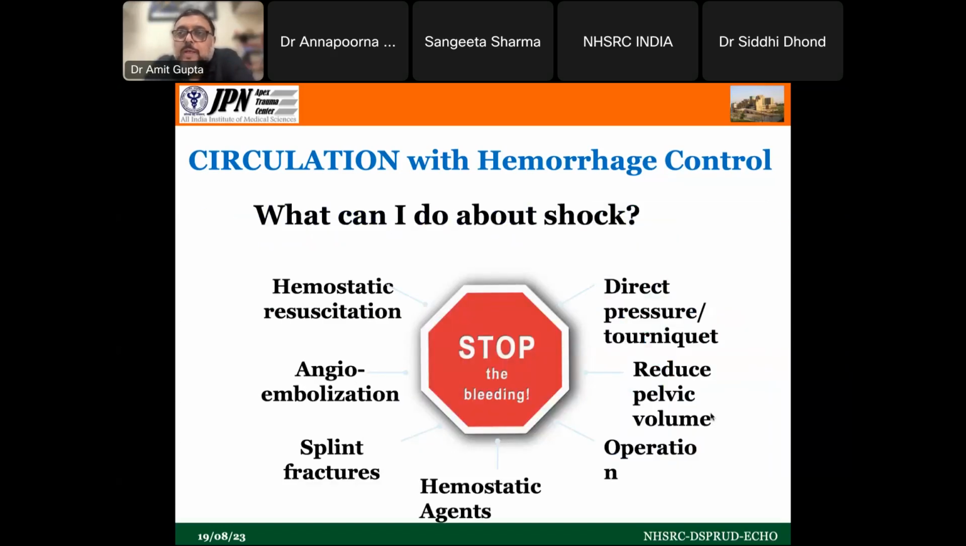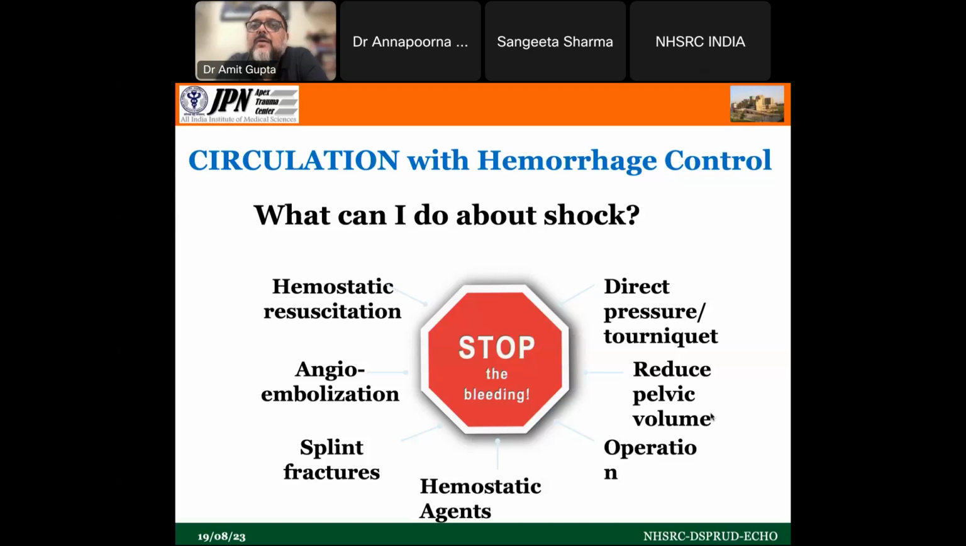So what you can do in the emergency room for shock, one is obviously hemostatic resuscitation, but more than that, if your patient is bleeding and the bleeding is apparent, please apply direct pressure or a tourniquet. Tourniquet is the last resort in the pre-hospital setting, but in the hospital, direct pressure with a compression bandage will do. In order to reduce bleeding from the pelvis, you have to apply what is known as a pelvic binder.